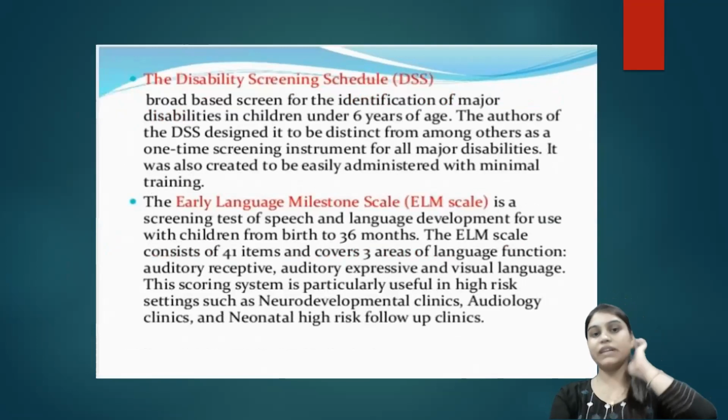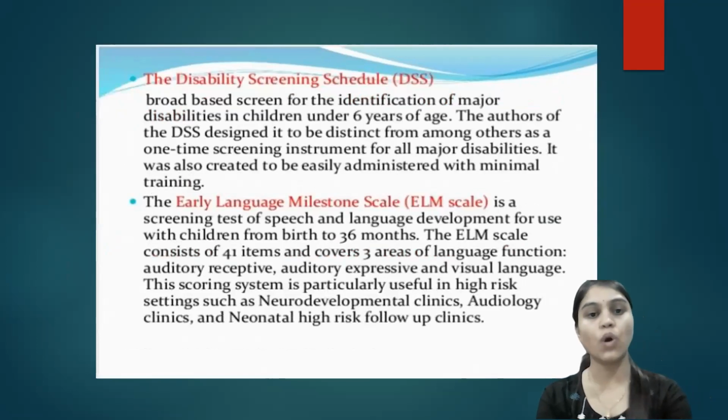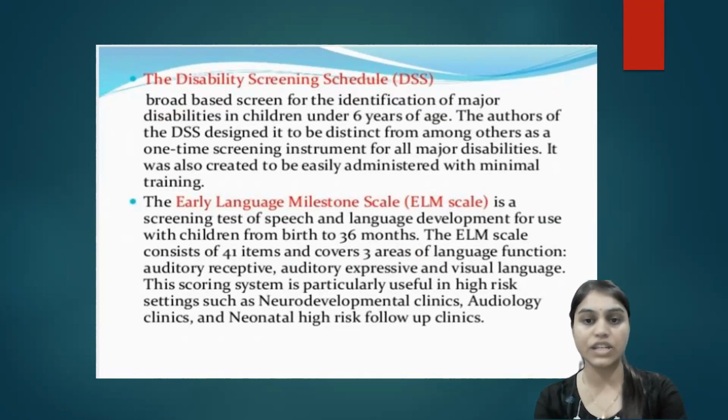The Disability Screening Schedule, DSS, is a broad-based screen for the identification of major disabilities in children under 6 years of age. The authors of the DSS designed it to be distinct from others, as a one-time screening instrument for all major disabilities. It was also created to be easily administered with minimal training.